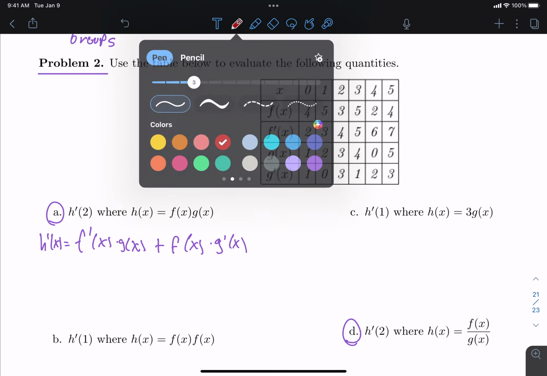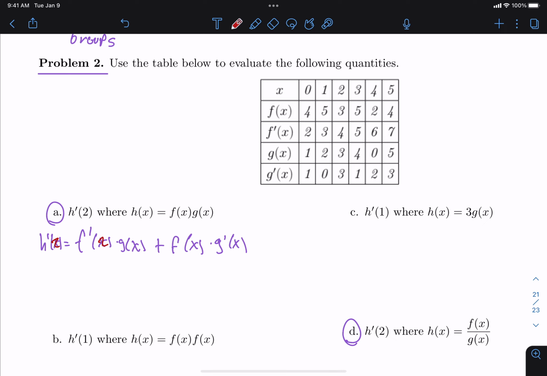Okay, so I'm just going to put in a 2 for all of the x's. 2, 2, 2, 2, 2, and read these values from the table. So for f prime of 2, I'm going to go to where x is 2, and then I'm going to go to the row that corresponds to the values of f prime, and I'm going to see where they cross. That gives me 4. So that's how I get a 4. And then g of 2 is 3. And then f of 2 is just 3. And then times g prime of 2, which is also 3. Okay? So just multiply those out and add.